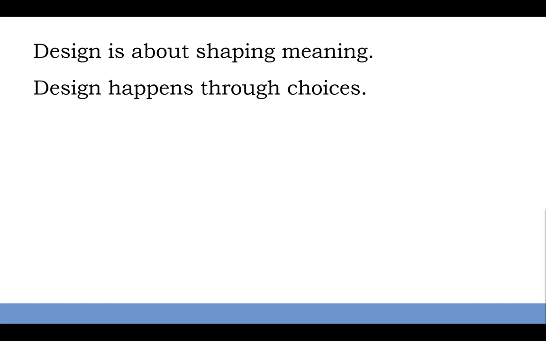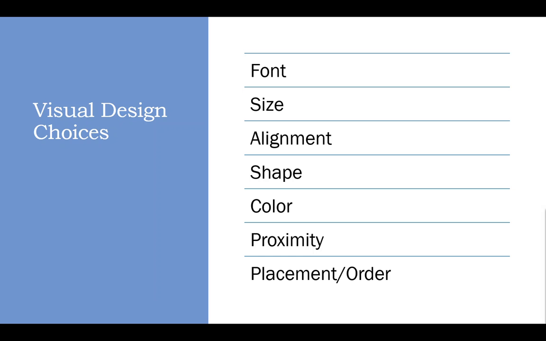And concerning visual design, there's a lot of different choices we make. So when I think about visual design, I'm thinking about combining text and images primarily to communicate some meaning. We have to choose a font, the size of our font, how it's aligned, the shapes and colors and pictures we use, where things are in relationship to each other, and the order we put things in.